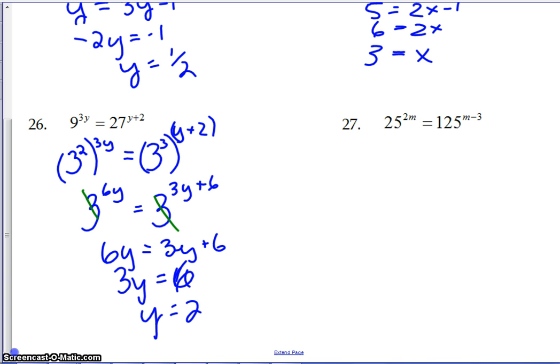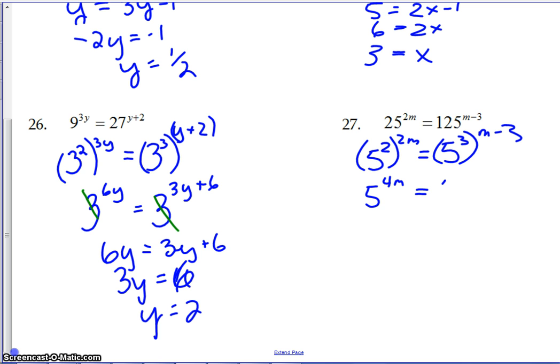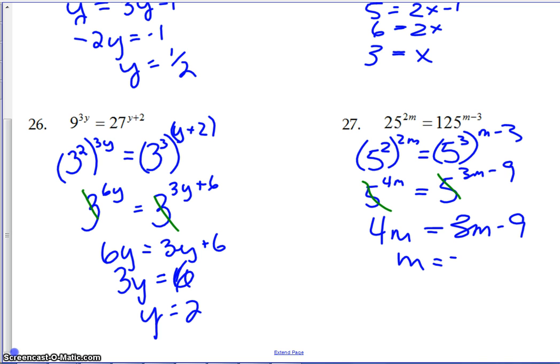Same type of problem here. I'm going to rewrite 25 as 5 squared. I'm going to rewrite 125 as 5 cubed. Now I really have 5 to the 4m, and that really equals 5 to the 3m minus 9. So 4m, I did this to both sides, 4m equals 3m minus 9. If I subtract 3m from both sides, m would equal negative 9. And that's my final answer there.